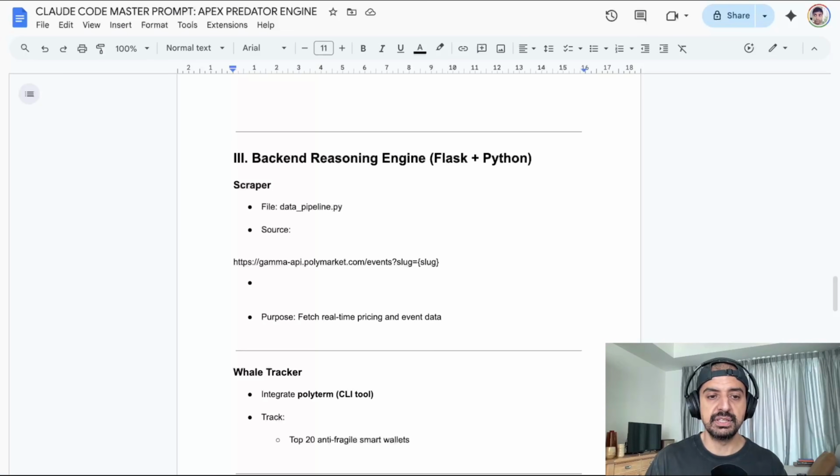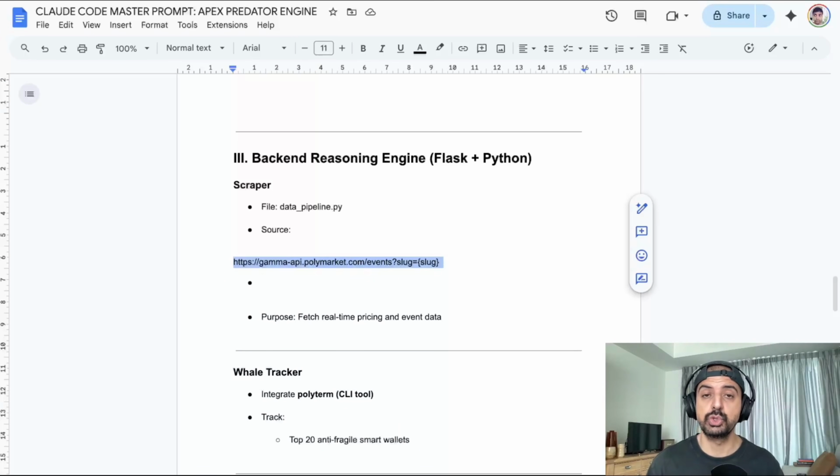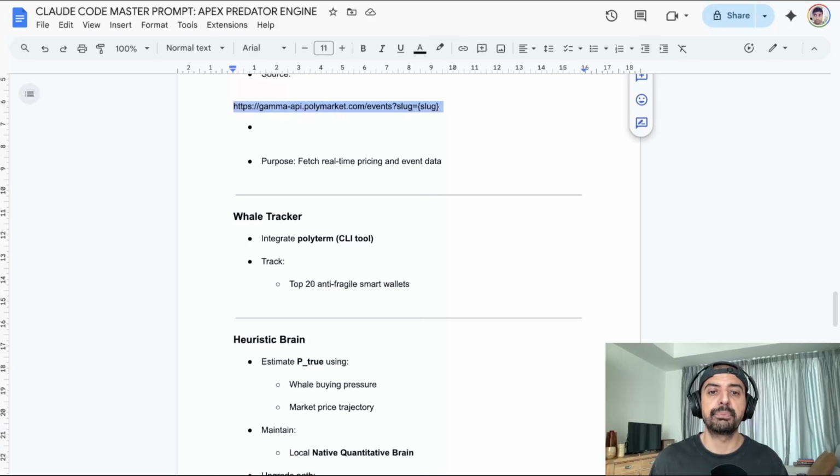And you can see that I'm using the Gamma API from Polymarket. This is completely free, guys. We're getting their data sources directly from Polymarket themselves. None of this is guesswork. It's not backtesting. This is real live data, which is what this dashboard will ingest. And the purpose of this is to fetch real-time pricing and event data.